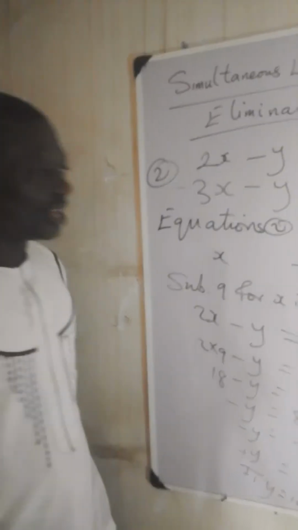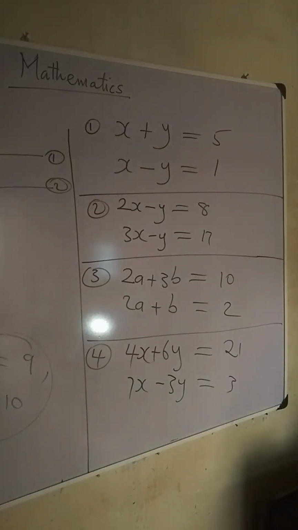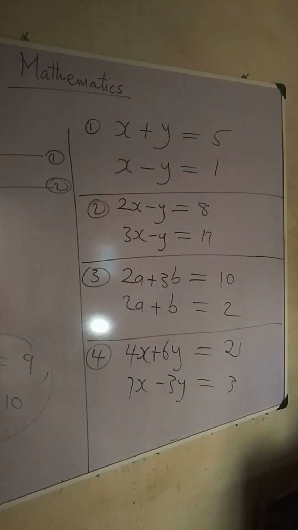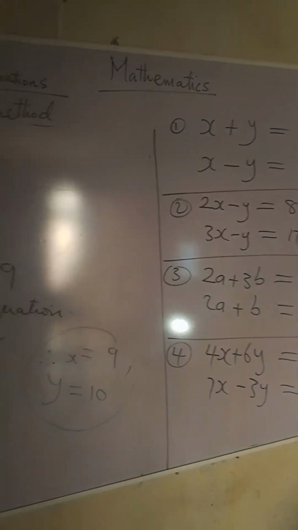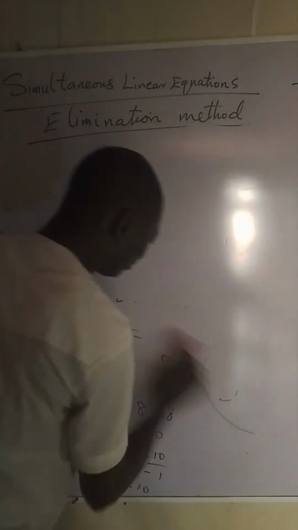All right, let's go to equation number 3. Equation number 3 also has equal coefficient in one variable and does not have equal coefficient in another. We have equal coefficient in A and there is no equal coefficient in B. Let us try that.